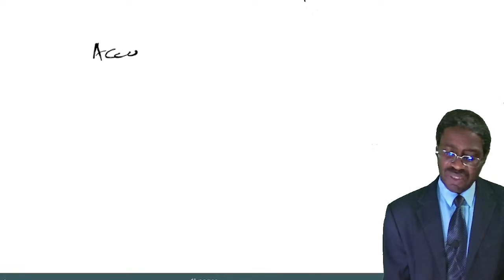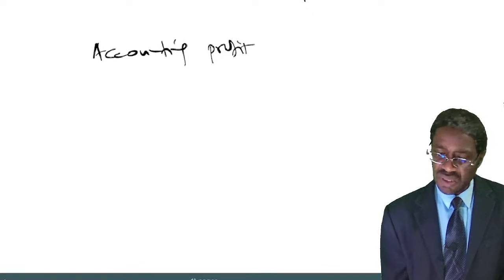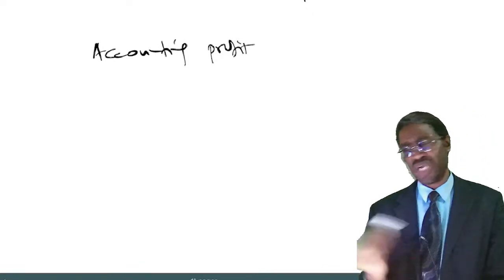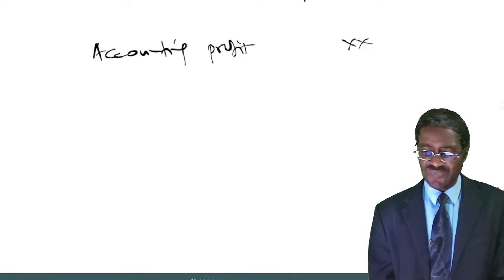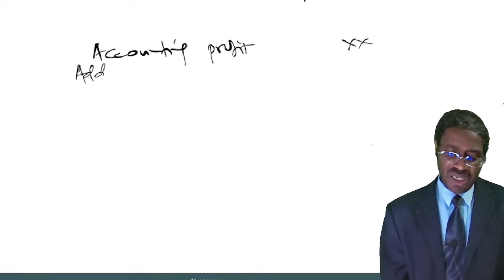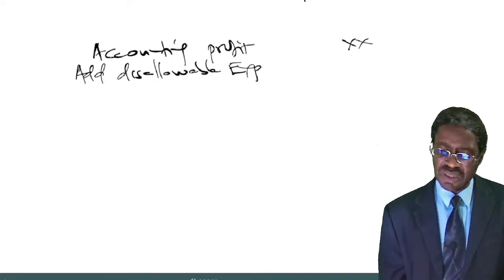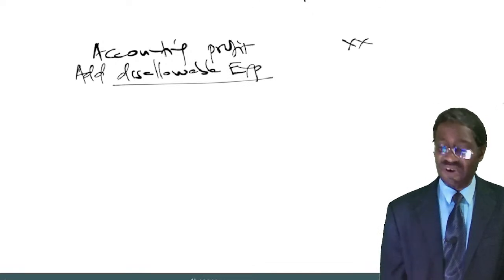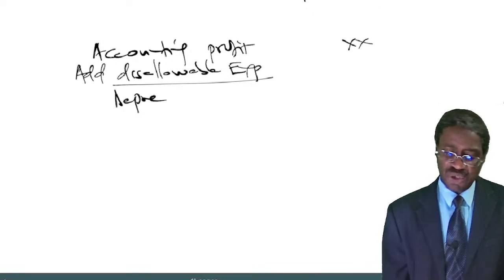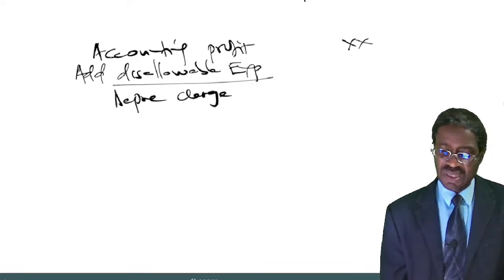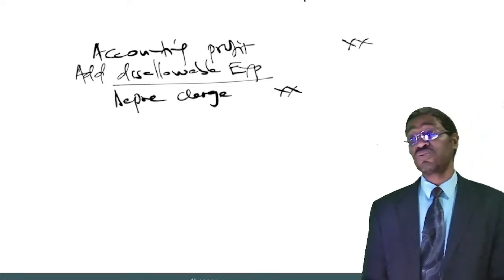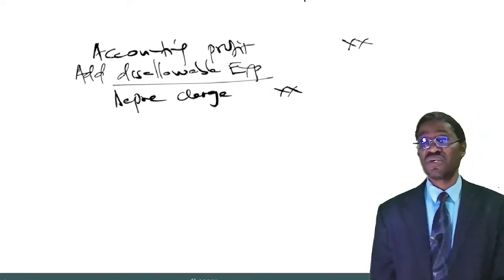Let's do it. Put down somewhere accounting profit, which is normally your profit before tax. Whatever it will be, then you add all your disallowable expenses. Let's give a few examples. Depreciation charge, whatever the question will give you, or whatever you calculated for the year.